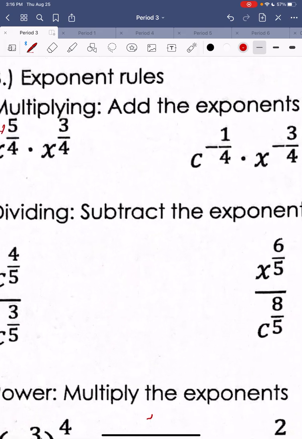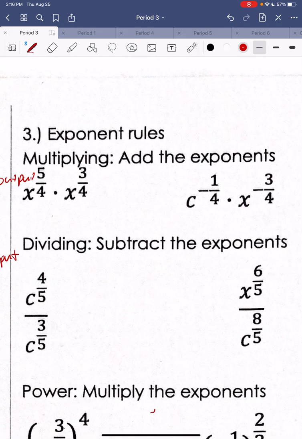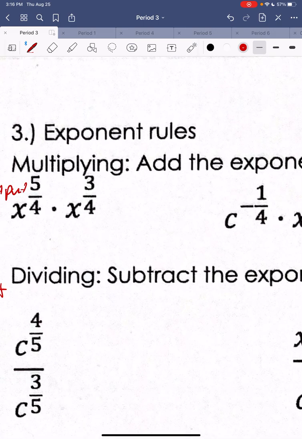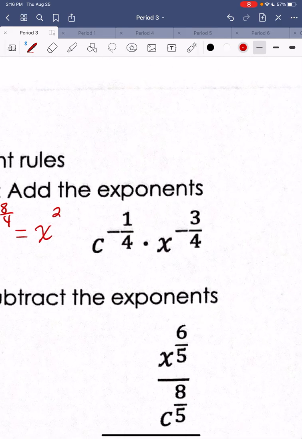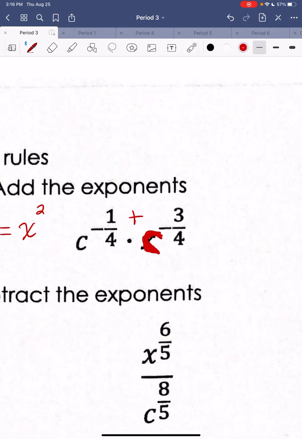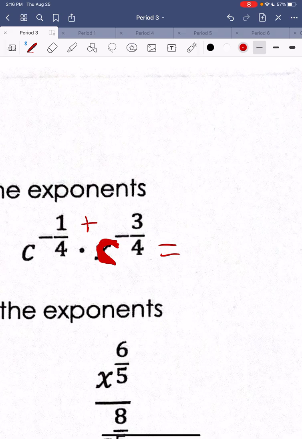All right, the next rules that we need to know are having to do with multiplying, dividing, and the powers of exponents. When we multiply, we add our exponents. So our new exponent would be 8 over 4, which simplifies to 2. Even if they're negative, and by the way, there is a typo here. These should both be C. If they weren't both C, we shouldn't do it, but I'm just telling you there's a typo. We would add our exponents, and we're going to get negative 4.